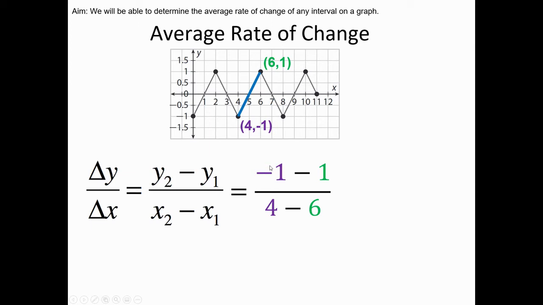So let's go ahead and do negative 1 minus 1, and that's going to give us negative 2. 4 minus 6 is also negative 2. They simplify, and that's equal to 1. And that's pretty much the majority of the lesson.